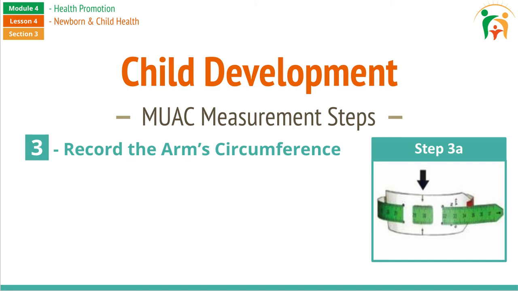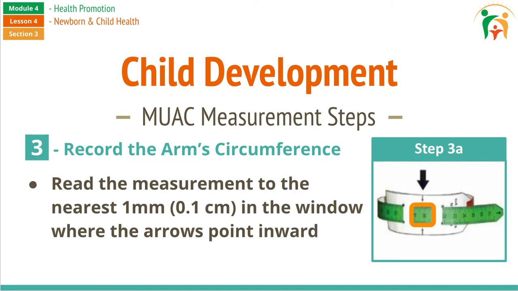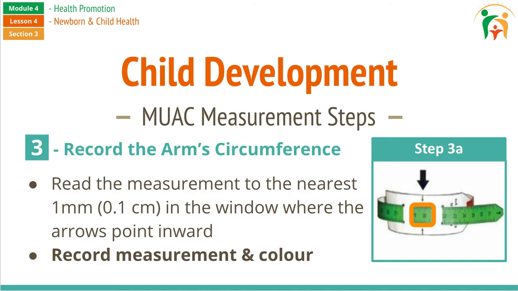3. Record the arm circumference. Read the measurement to the nearest 0.1 centimeter in the window where the arrows point inward. Record the measurement and color.